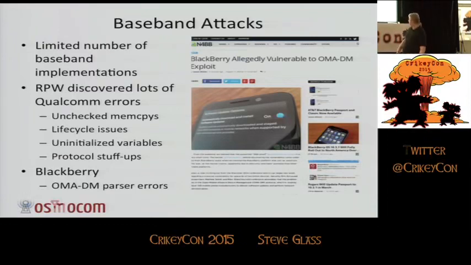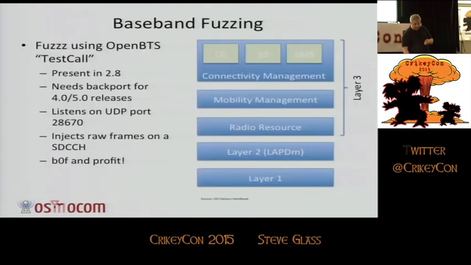And looking at the number of places with baseband attacks where this can actually work, well, we've seen examples of Qualcomm. Ralf-Philipp Weinmann came up with unchecked memcopies, lifecycle issues, uninitialized variables, integer overflows, things that shouldn't be there, including some real protocol stuff-ups where things were actually dealing with the CDMA stack that shouldn't actually be present in the GSM stack at all. And the functionality was still there because the stack was written to come out for both markets. And he was able to send message types that shouldn't exist. BlackBerry have had these problems.